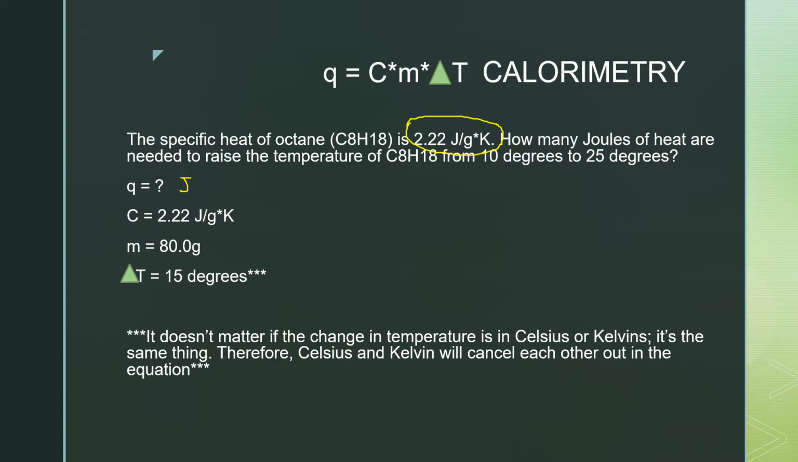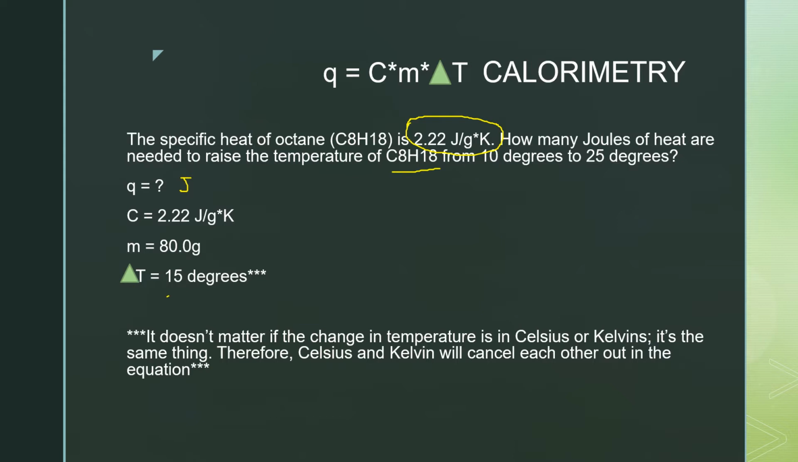The mass, the lowercase m, I already figured it out for you for octane, but you can just figure this out for yourself if you want. It's C8H18, and that comes out to 80.0 grams is the mass. And then the delta T, the triangle T, just means a change in temperature. The change in temperature is 15 degrees.